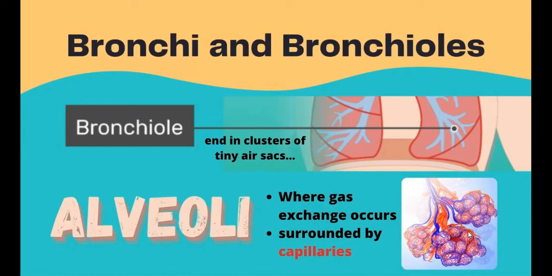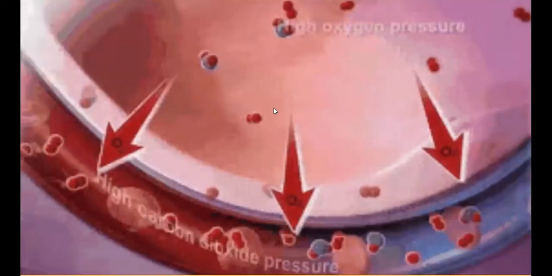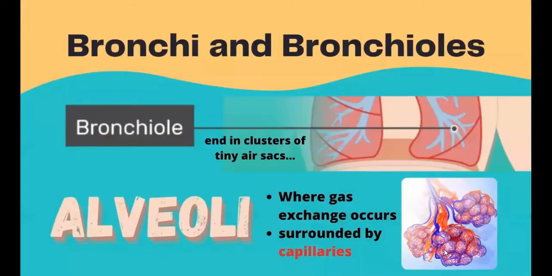Now the oxygen diffuses in the alveoli into the blood, while carbon dioxide diffuses out of the blood into the alveoli, then is exhaled out of the body. This is an example of how gas exchange happens in an alveoli. The alveoli cannot be seen by the naked eye. It can only be seen by using a microscope.